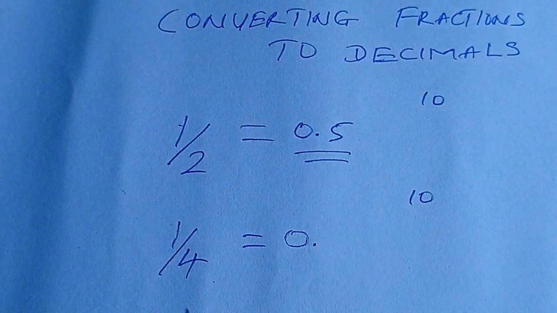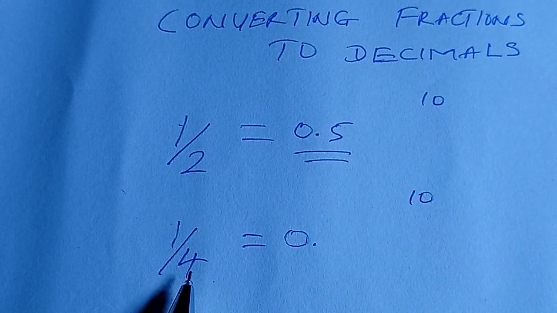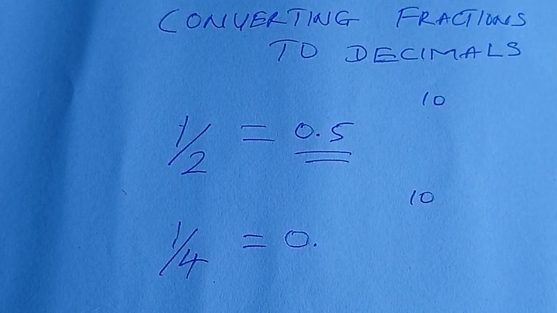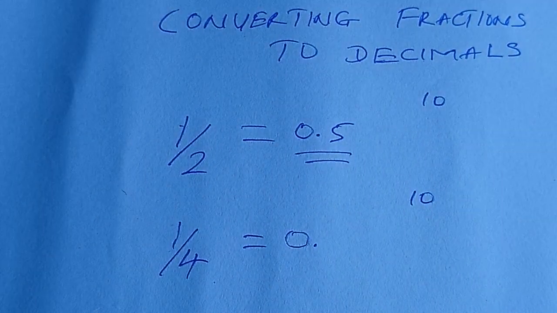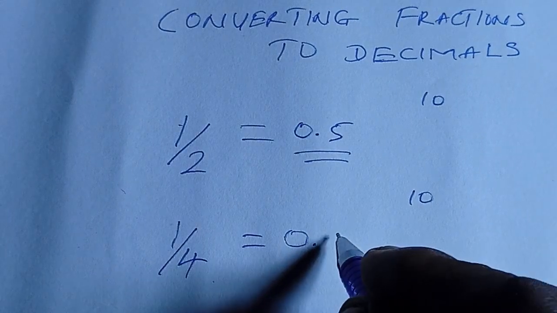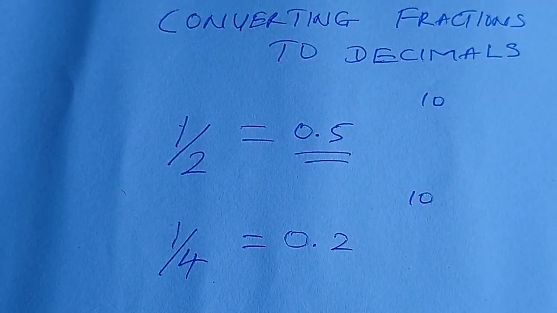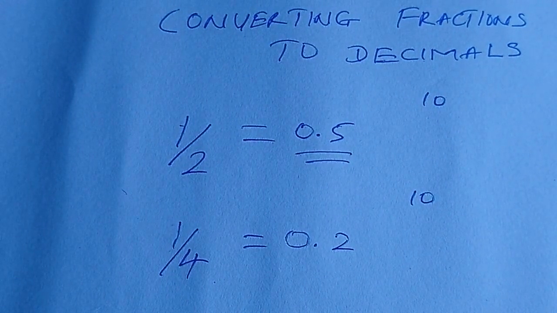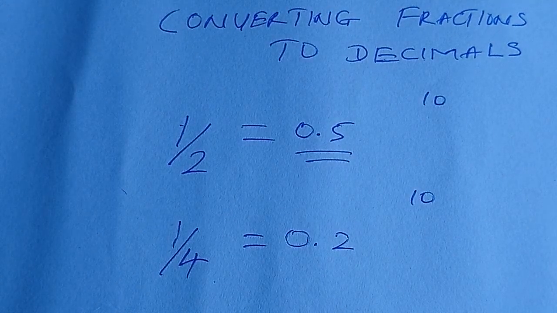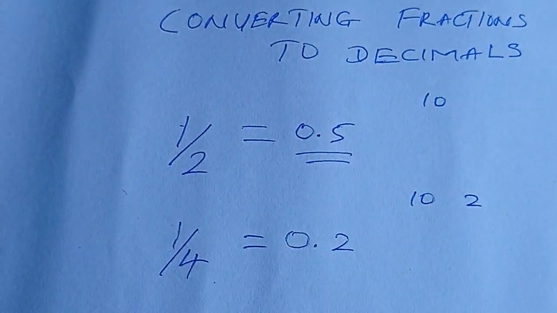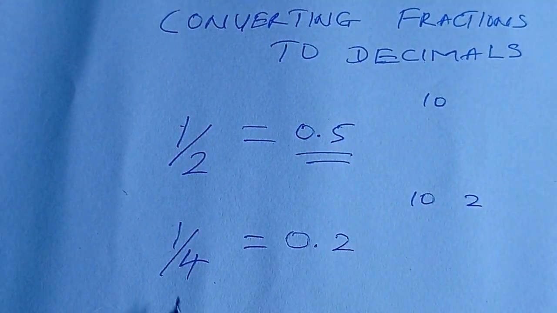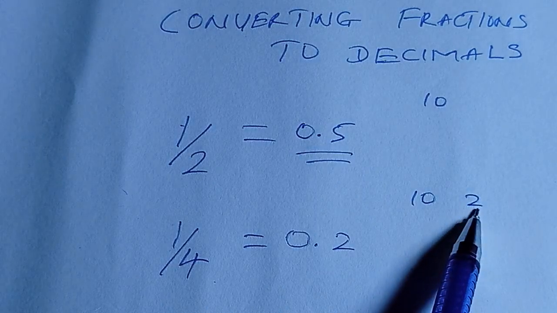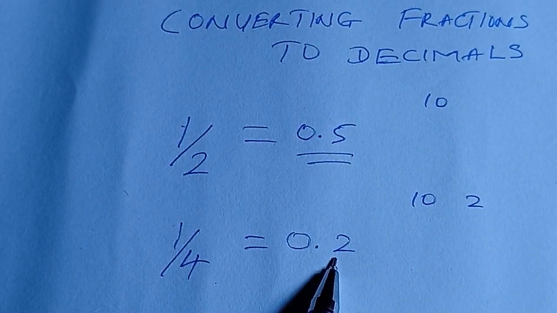So 4 divide 10, or 10 divided by 4. Please get it right: the denominator divides the numerator. 4 divide 10 will give you 2, remainder 2. And that's the remainder we'll write. We'll write the 2 here. That's the result we got, and this is the remainder.